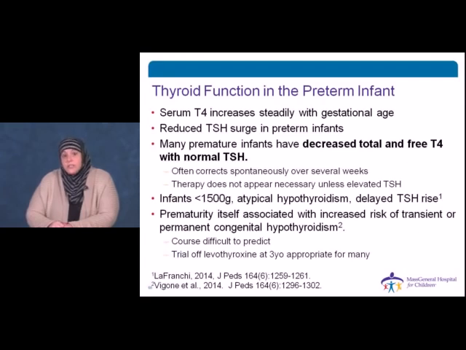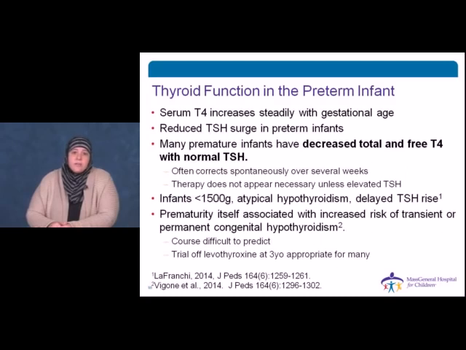This often will correct spontaneously if you follow it over several weeks. And we don't typically treat these infants. There's not good data to show that treatment is beneficial. Low birth weight infants, infants less than 1,500 grams birth weight, may have an atypical hypothyroidism with a delayed TSH rise. So most NICUs have protocols in place where they repeat the newborn screen about every 2 weeks.